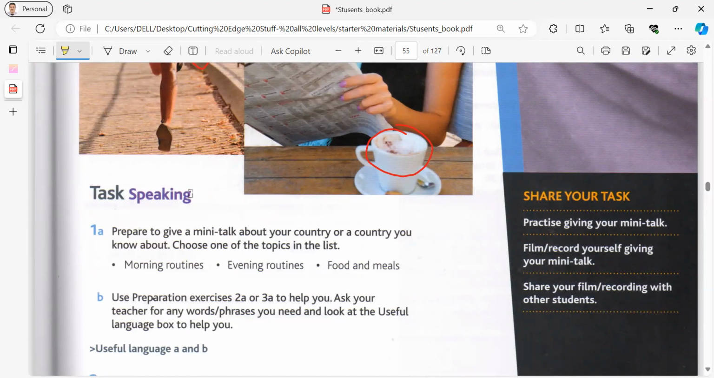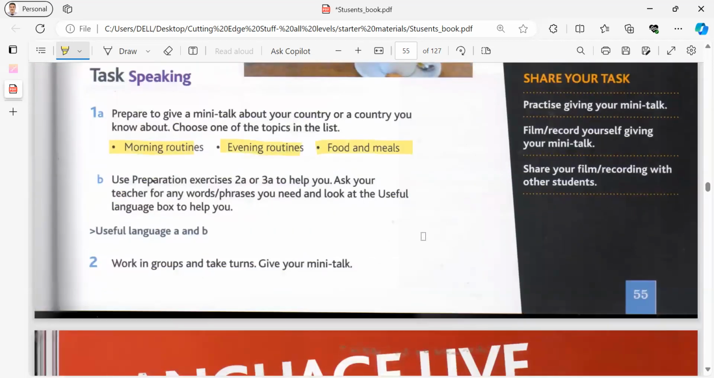But before you speak, I'd like you to write about daily routine in your country. What do people usually do in the morning? What do people usually do in the evening? And talk about food and the meals. And in our next class, you should be ready for discussion.